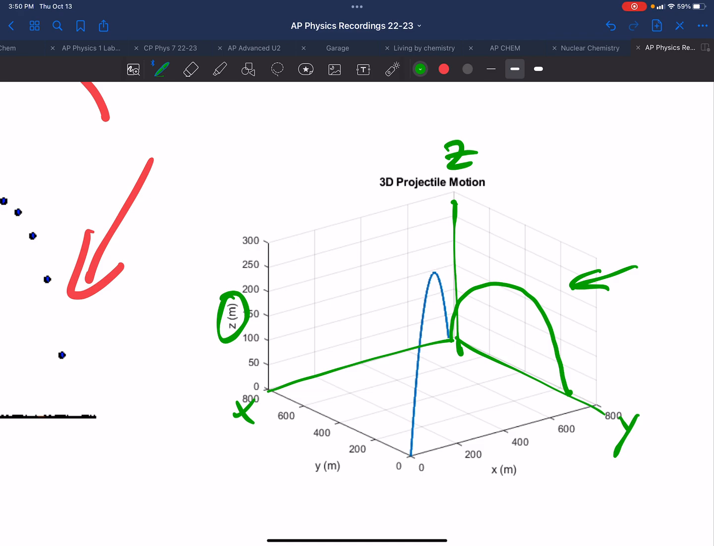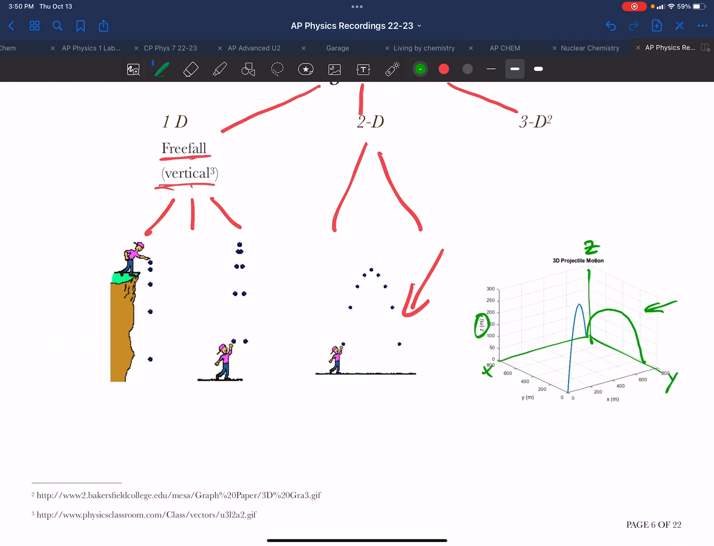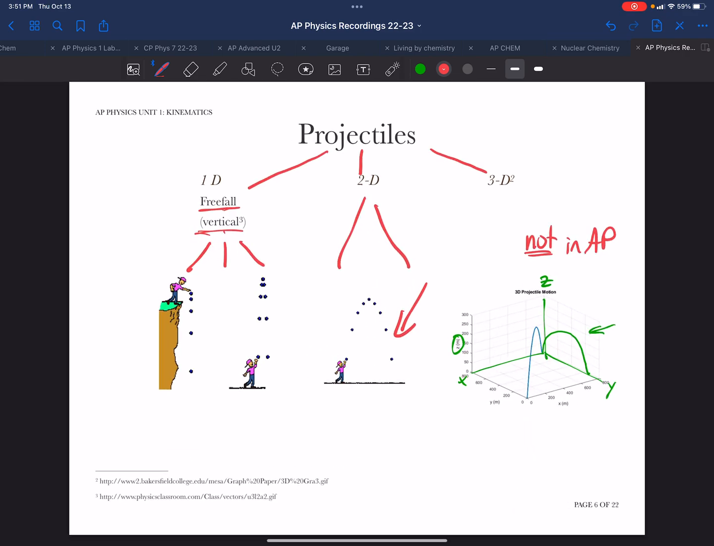There's three dimensions. Now, it turns out they are fun, three-dimensional problems, but these are not in the AP. So those are the different types of projectiles. In the next video, we will focus in depth on one-dimensional projectiles.